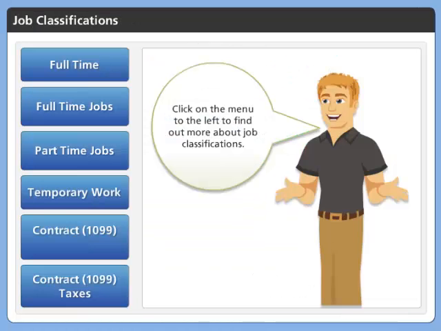Job classifications. Click on the menu to the left to find out more about job classifications.